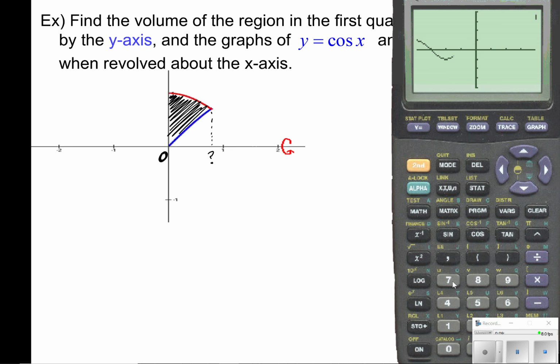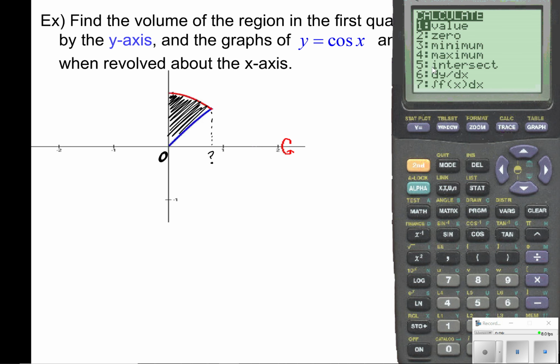So it's going to go ahead and trace out my cosine, which is the right one. You can see it hits the top, and my sine, which kind of hits the middle. Right? And we want to find that intersection point right here where my arrow is. So you're going to go ahead and do a calculate feature. So hit second and then calculate. And then we want that intersection, which is option 5.